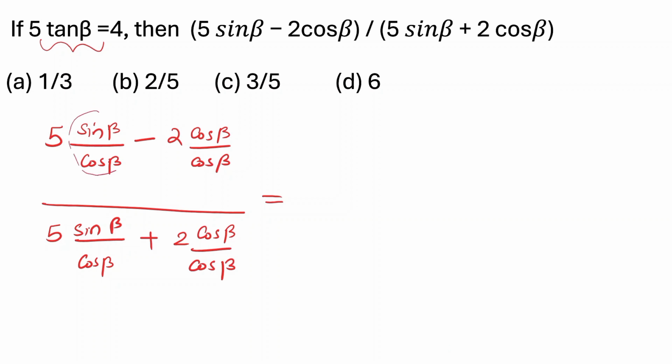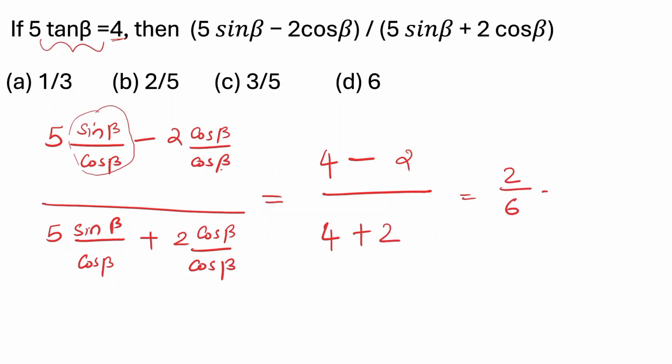So what is this? Sin beta divided by cos beta is tan beta. So 5 tan beta, that is 4, as given in the question. So 4 minus 2 divided by the same thing happening here. Sin beta by cos beta is tan beta. 5 tan beta is 4. 4 plus 2. 4 minus 2 is 2. 2 by 6. 1 by 3 is the answer.